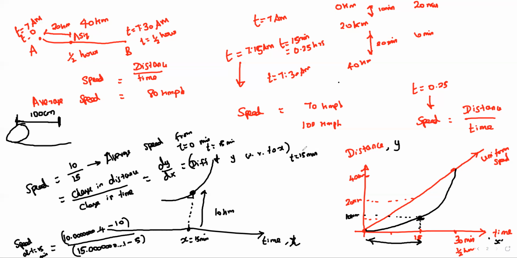If you want to find dy by dx, you have to know the mathematical relation between y and x. That means you have to find y as a function of x. If you know that, and you differentiate it, and substitute the time value as 15 minutes, then you will get the exact speed. That's what differentiation helps us with.